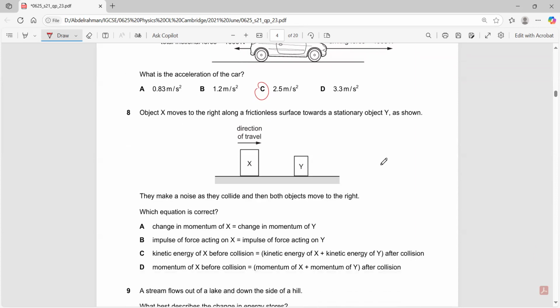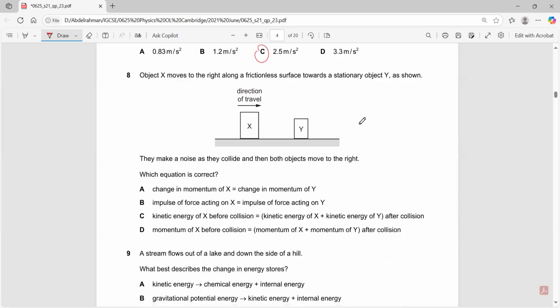Object X moves to the right on a frictionless surface towards the stationary object Y, as shown. They make a noise as they collide, and then both objects move to the right. Which equation is correct? Can I choose the correct answer? The change in momentum of X is equal to the change of momentum in Y.